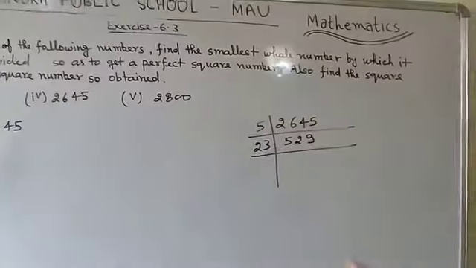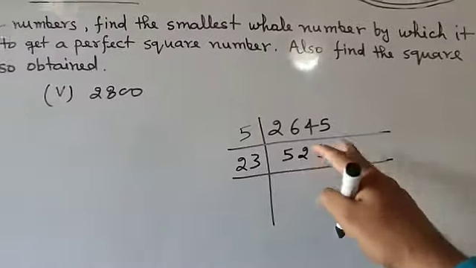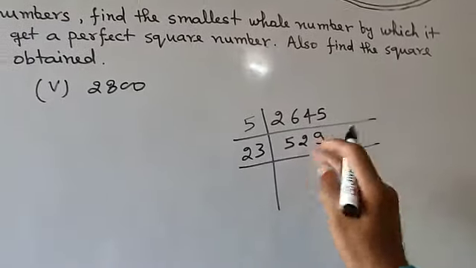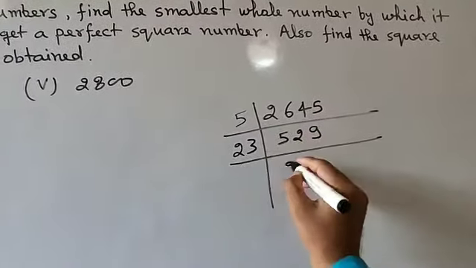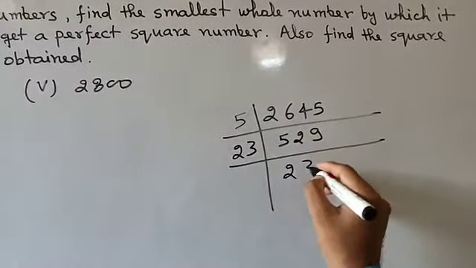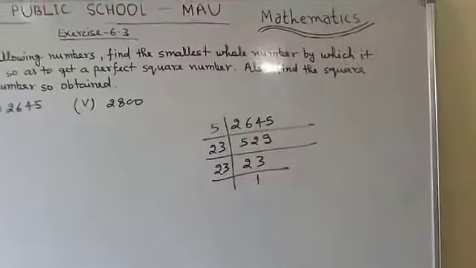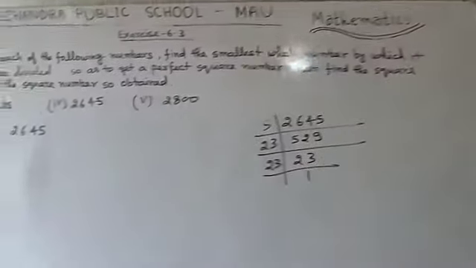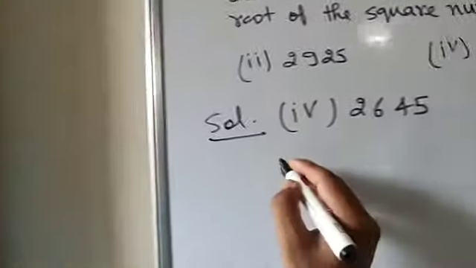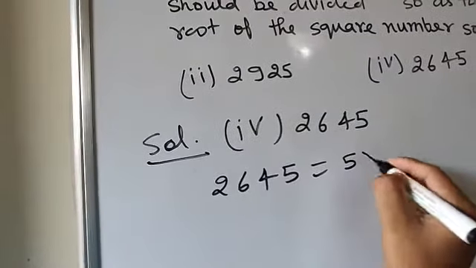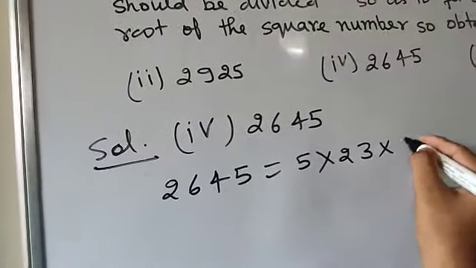23 is the prime number by which 529 will be divisible. So that number will be divisible by 23. Here you will write 23 2s are 46 and 23 3s are 69. Again 23 1s are 23. So here I have written the factors. So you will write 2645 is equal to 5 into 23 into 23.